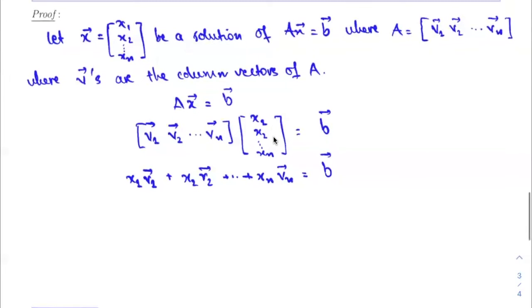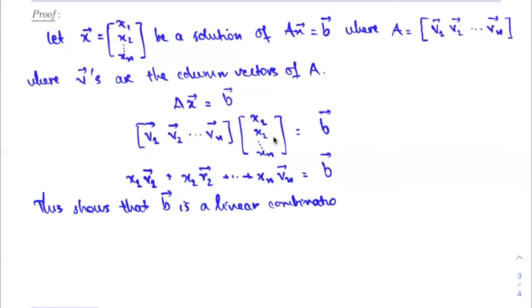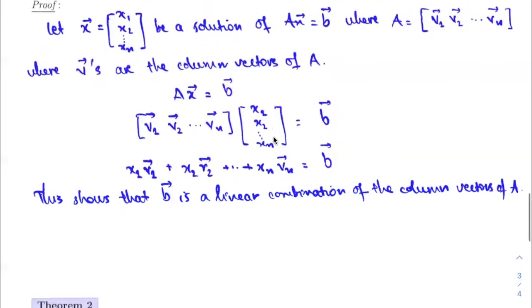Right. So this shows that b is a linear combination of the column vectors of A. Right, so that's the forward direction. Now the backward direction, or the reverse direction.